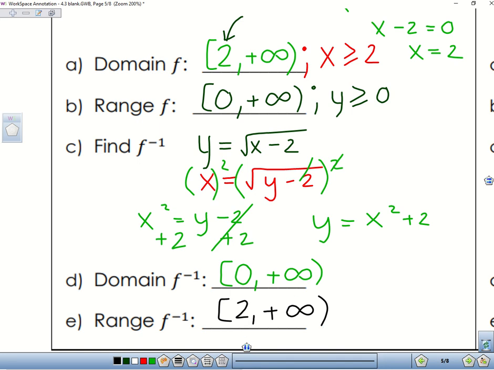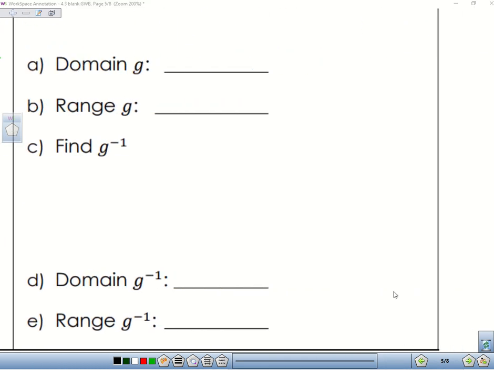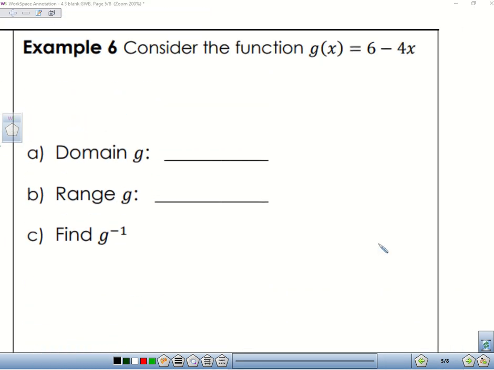Okay. So let's move on to an easier problem. So what kind of function is this one? And what do we know to be the case about linear functions, domain, and range? Yeah, they're both all real numbers, right? Did we finish the last problem? Okay.